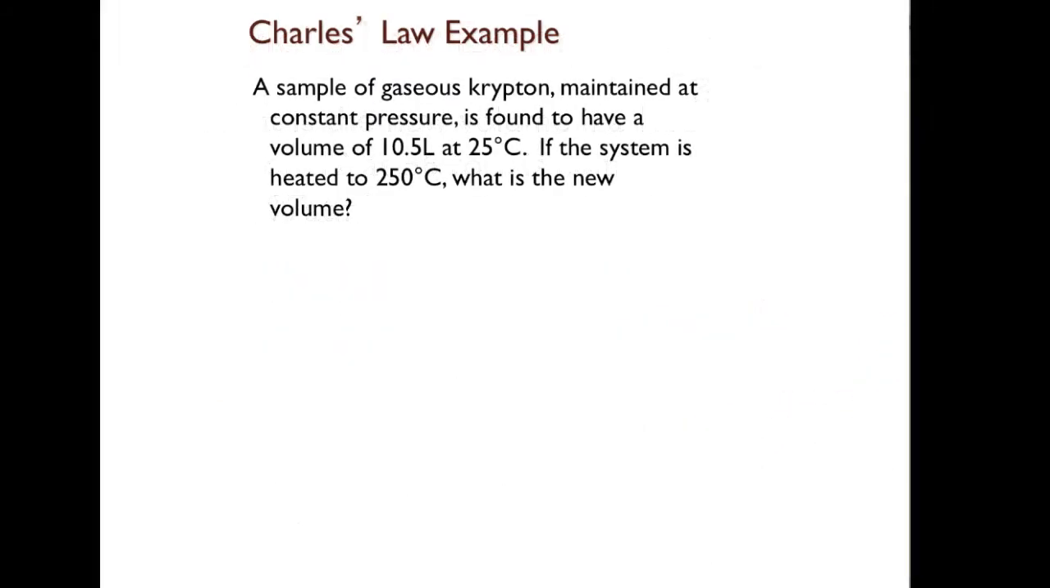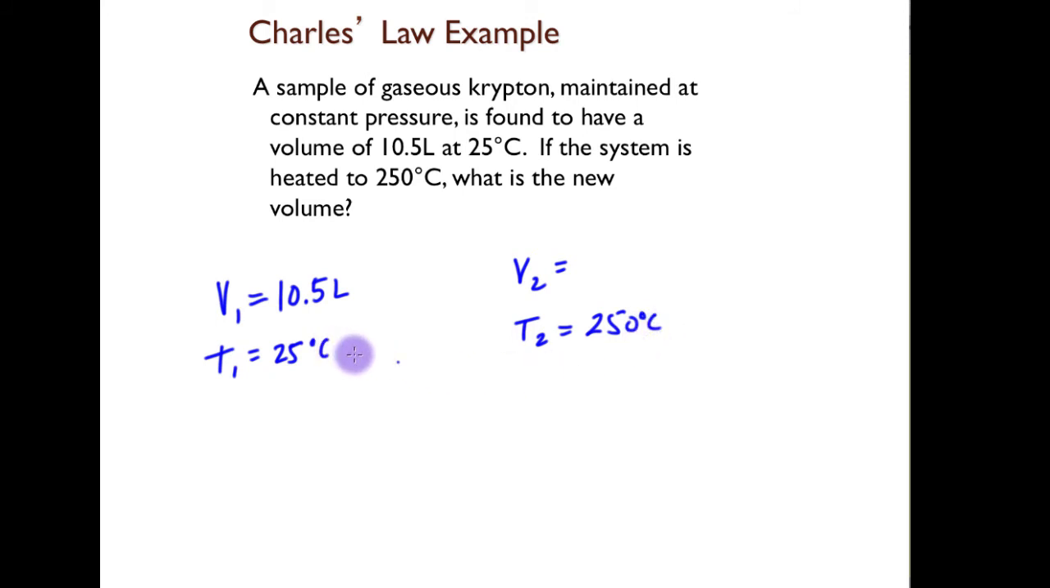Now let's see how to do calculations with Charles' law. We've got a gaseous sample of krypton maintained at a constant pressure. It's found to have a volume of 10.5 liters, so volume 1 is 10.5 liters. Temperature is equal to 25 Celsius. My final volume is what I'm looking for, and my final temperature is going to be 250 Celsius. Since what I'm looking at is volume and temperature, I know I'm going to be using Charles' law: V1 over T1 is equal to V2 over T2.